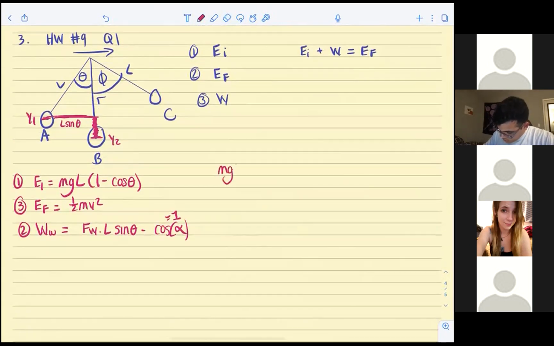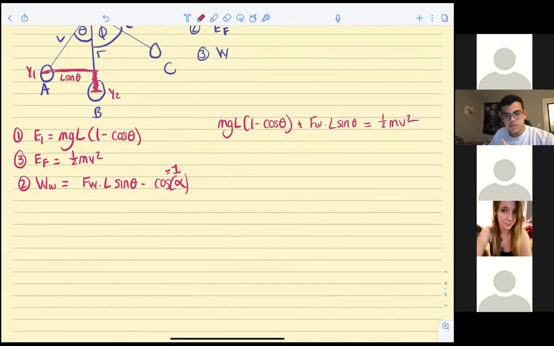mgl times 1 minus cosine of theta plus force of the wind times L sine theta equals 1/2 mv squared. That's the equation you set up. And then I think the question is, what's the velocity? Yeah, find the speed. I'm not going to do that here. You can do that on your own. This is just solve for v. You know, multiply 2 on both sides, divide by m, take the square root.